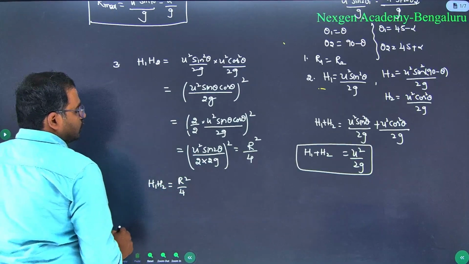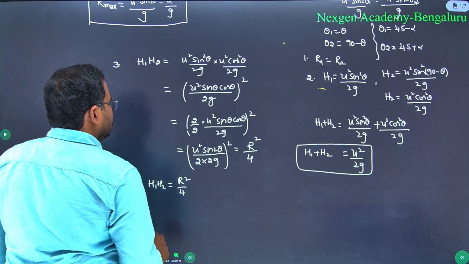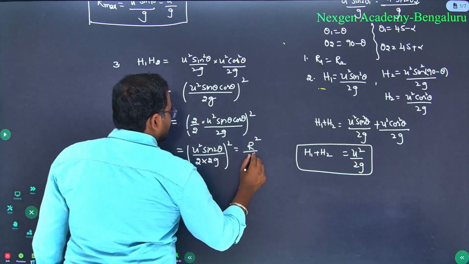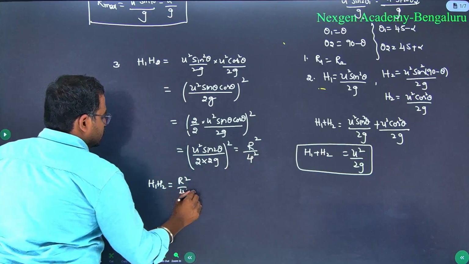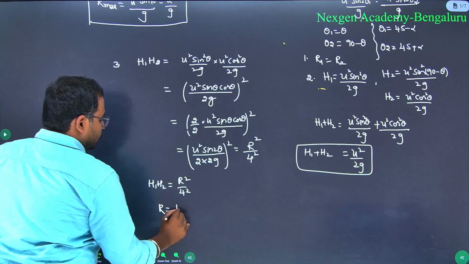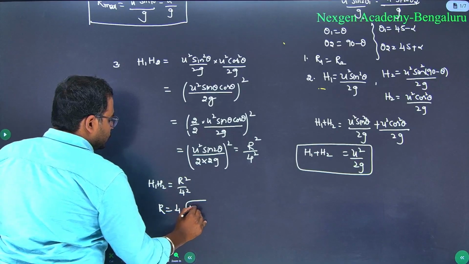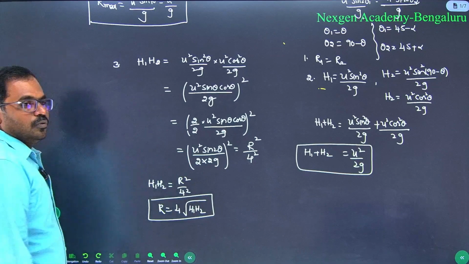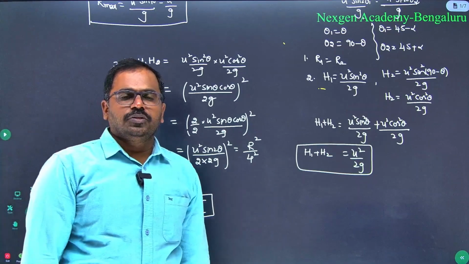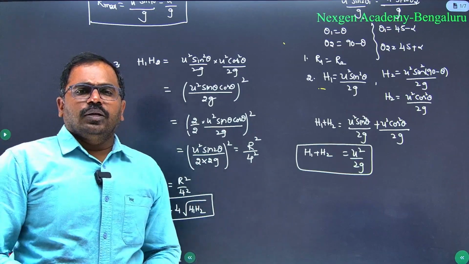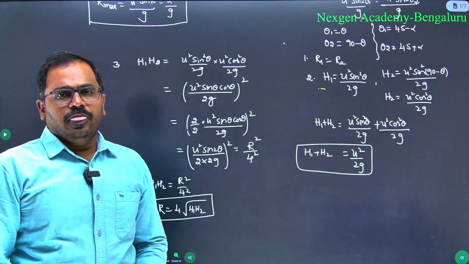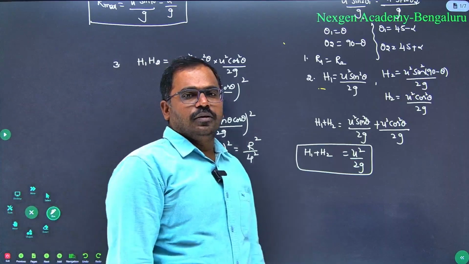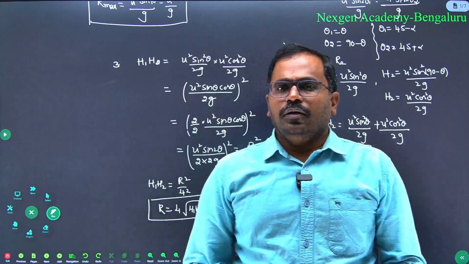Therefore R is equal to 4 into square root of H1 into H2. This is the relation: R is equal to 4 into square root of H1 H2. These are the relations for complementary angles. Okay, we will take some questions on the projectile.